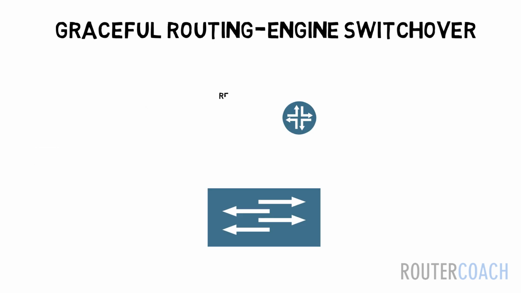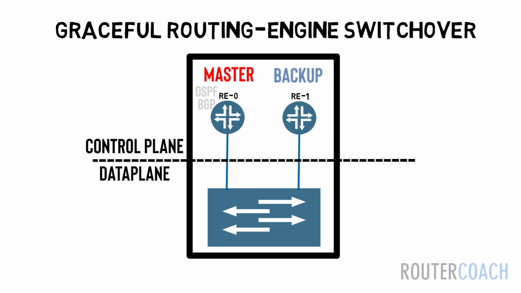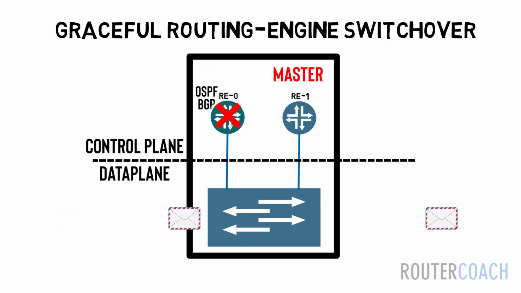Graceful Routing Engine Switchover. This enables a router with redundant routing engines to continue forwarding packets even if one routing engine fails. Although this ensures that traffic is not interrupted, Graceful RE switchover does not preserve the control plane, so routing protocol information will be lost.